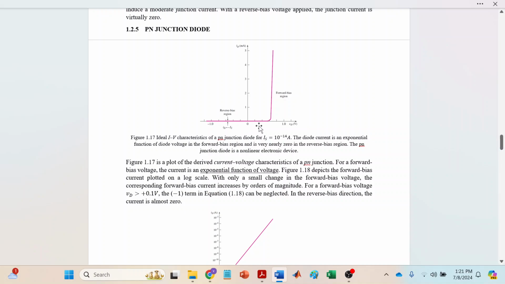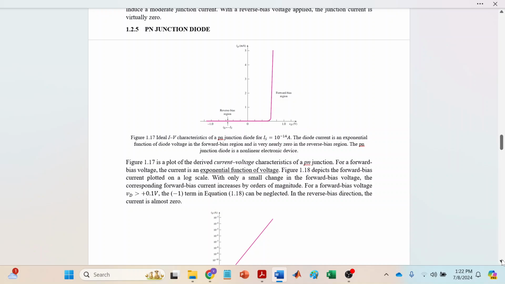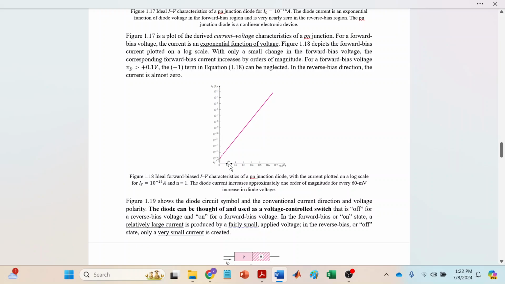So for a forward bias voltage of approximately 0.7, we can see that the current is an exponential function of the voltage. But when a reverse bias voltage is applied, essentially there is no current being produced. And it's important to note that we have this equation for the IV equation of a diode. It's important to note that when VD is greater than 0.1 volts, you can ignore this -1 coefficient. So essentially, we can plot it on a log scale as seen in this equation.